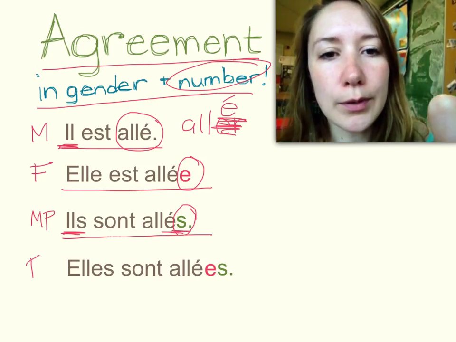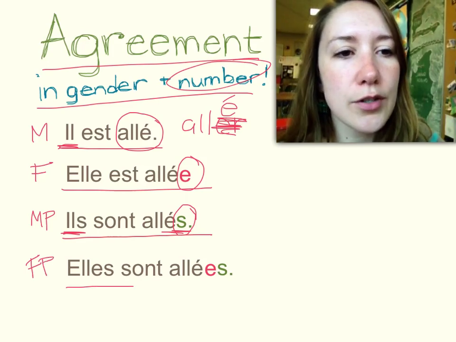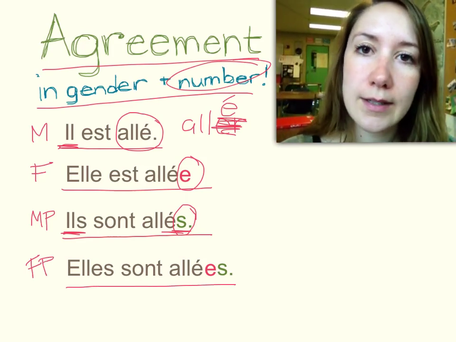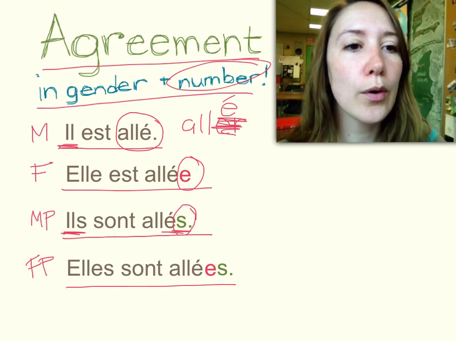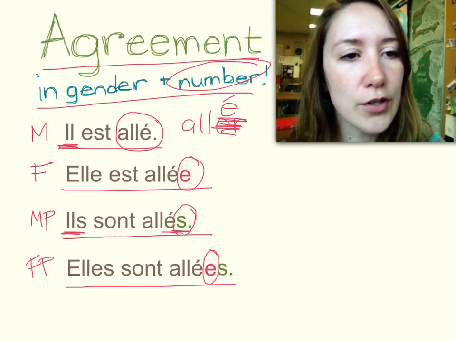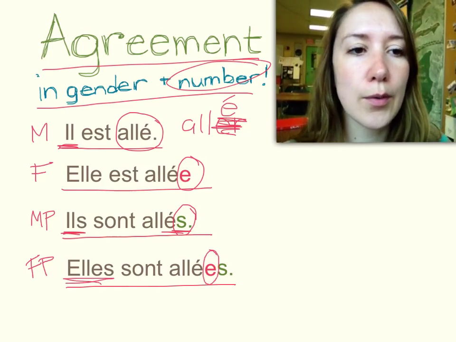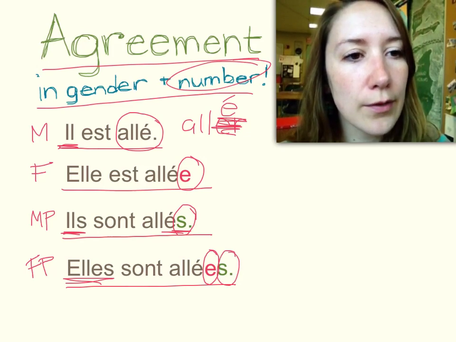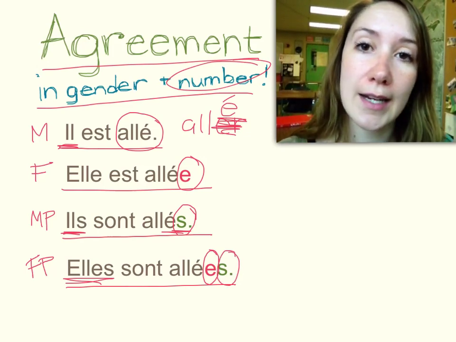Okay, ils sont allés, they went. And for feminine plural, elles sont allées, they went, a group of girls went. We're going to do agreement for gender, they're girls, so we're going to add an E, and agreement for number. It's plural, so we're going to add an S.